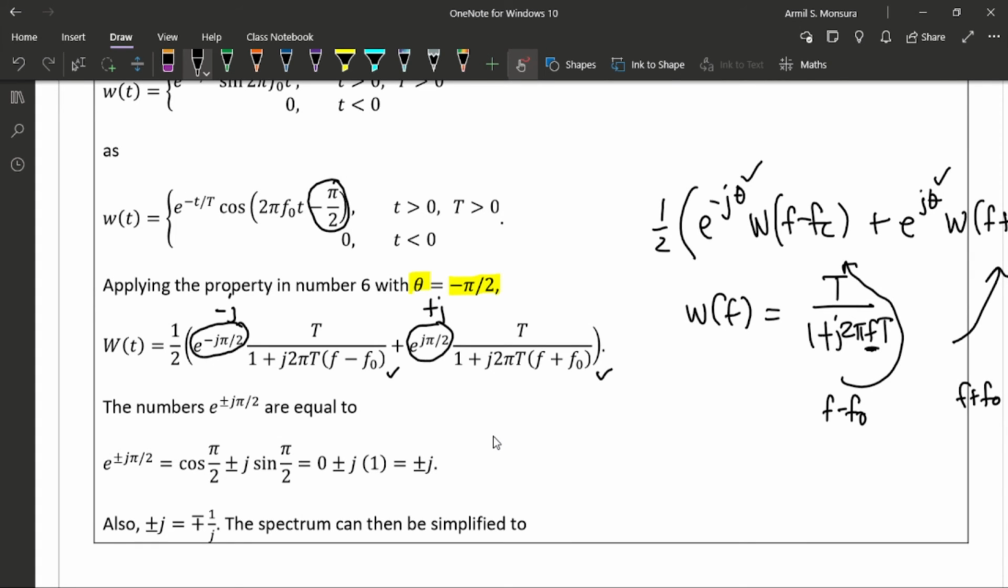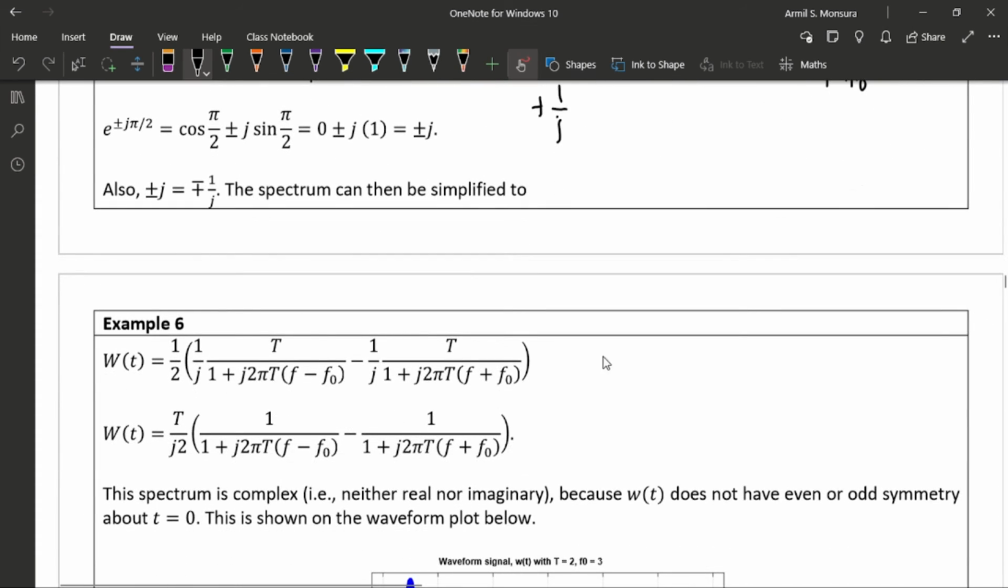But instead of negative j and positive j, I'll actually use positive 1 over j for this, para nasa denominator tong j, para ma-multiply ko na siya kagad dito. Ito naman, I'll use negative 1 over j for that, again para nasa denominator yung j. So ito yung magiging resulting expression, which results to this expression, and is a complex expression.